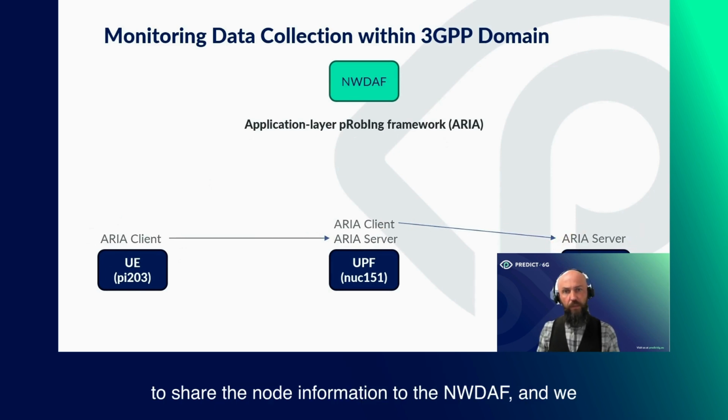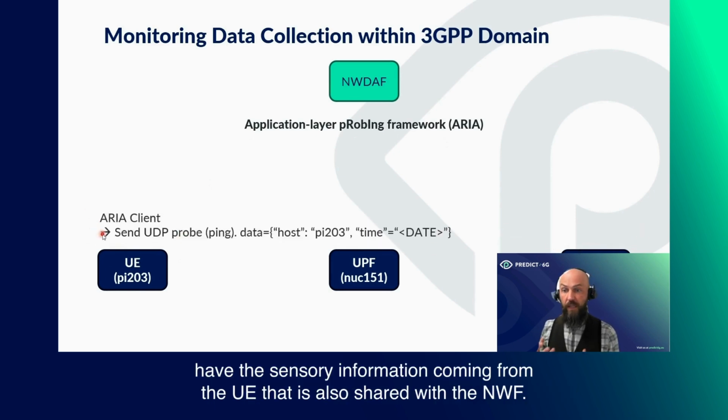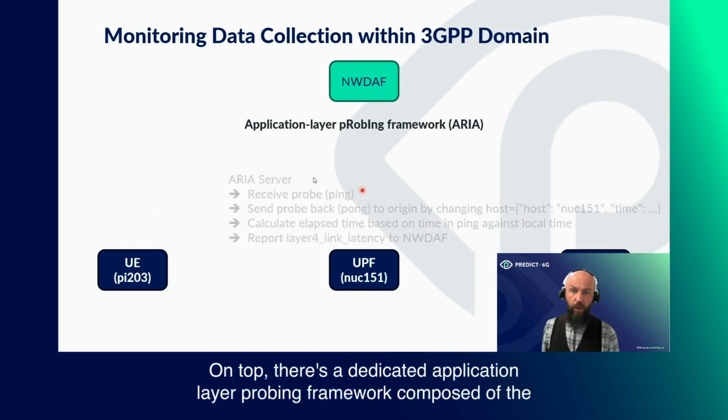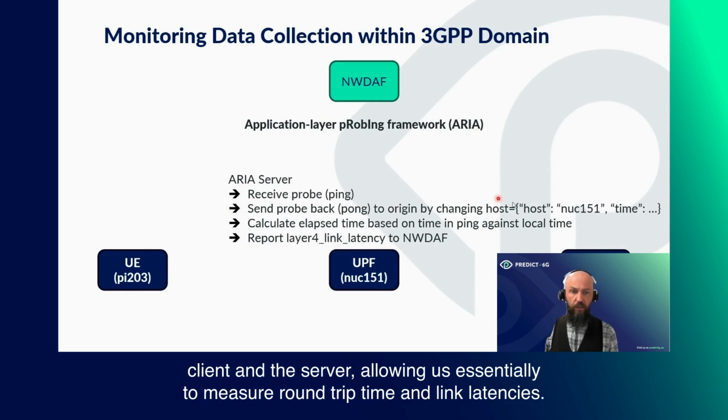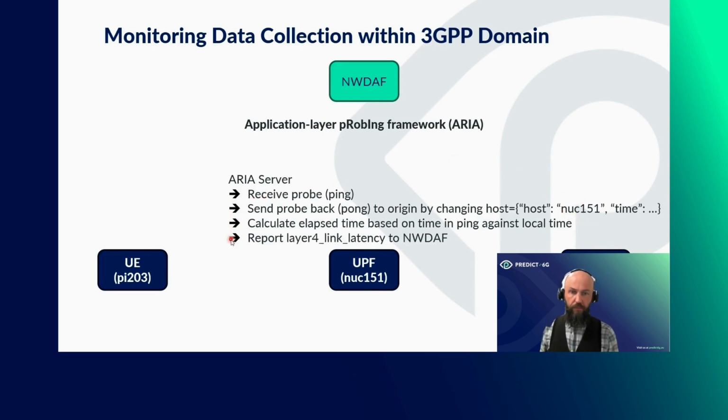They share the node information to the NW-DAF, and we have the sensory information coming from the UE that is also shared with the NW-DAF. On top, there's a dedicated application layer probing framework composed of a client and a server, allowing us essentially to measure round-trip time and link latencies.